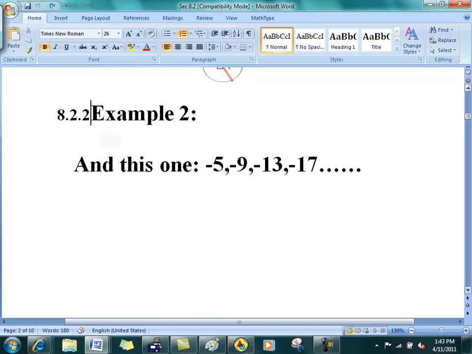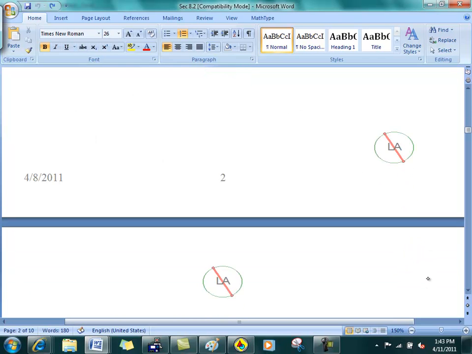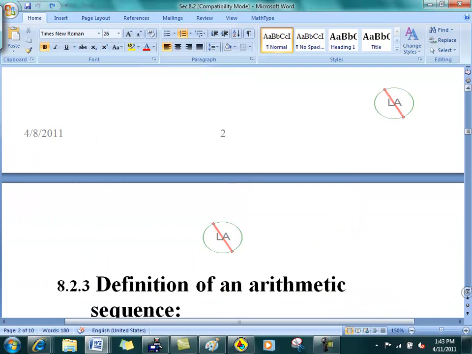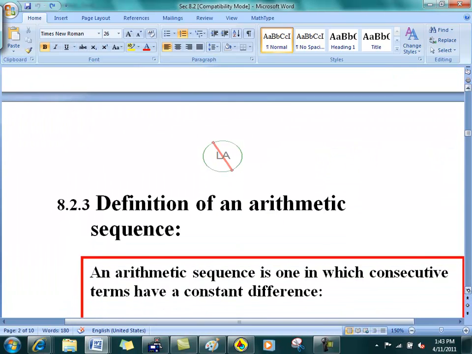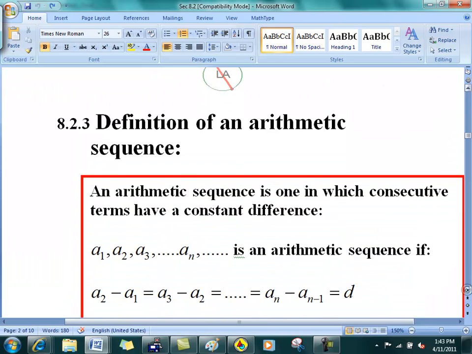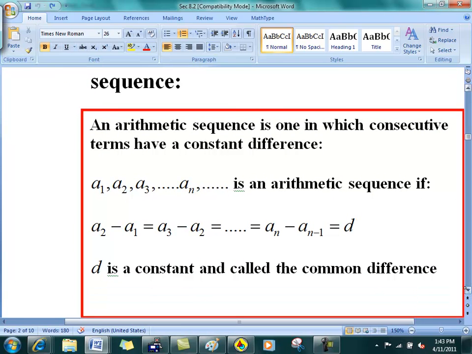What about this one? Difference of negative four, really, when you think about it. Okay, minus nine minus minus five, it's negative four. So again, in both cases, the difference between two consecutive terms were the same. So here's a formal definition of an arithmetic sequence, okay? So the two examples that I just showed you are examples of an arithmetic sequence. So here's a formal definition of it, okay?